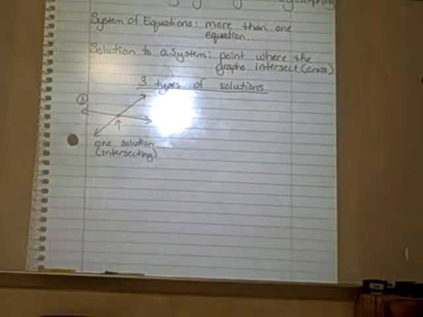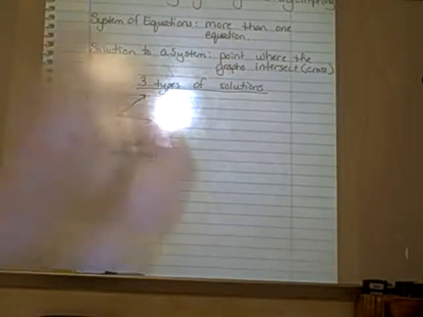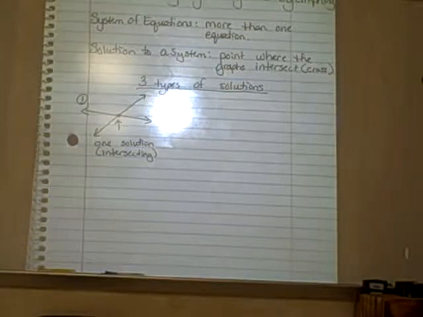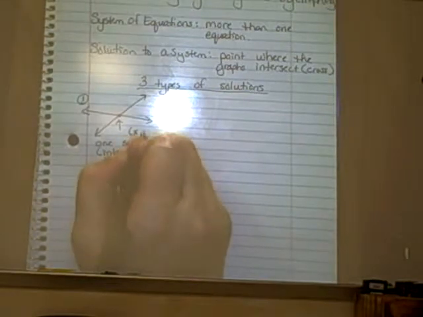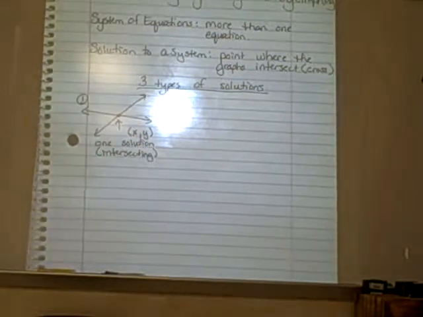And when they ask you for the answer, the solution, they're going to want that point. So if that point is (2, 5), they're going to want you to write parentheses 2, comma 5, close your parentheses. So they're going to want that point to be written out, like a regular point would be.